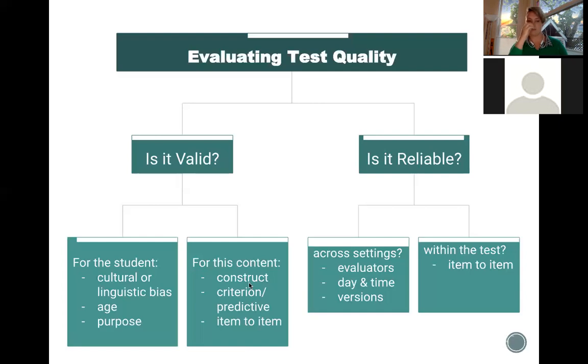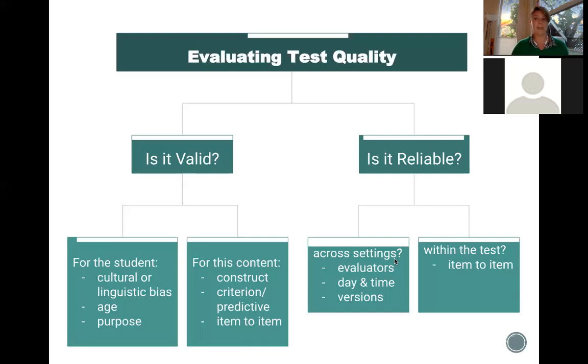I don't want to reuse the word consistency. Consistency is reliability, but also, are all the items valid? So under reliability, you're looking across settings and also within the test. Across settings, you can think about how settings vary in terms of who's delivering the test, the day and time that it was given, and that you can have alternate versions of a test.